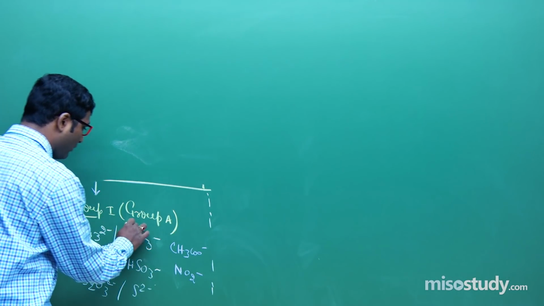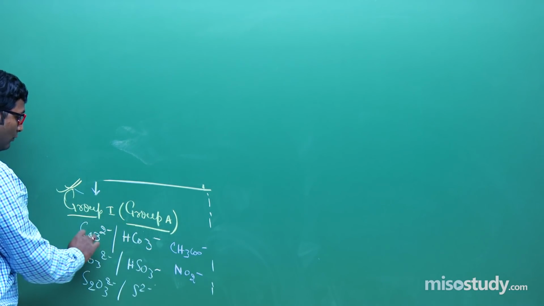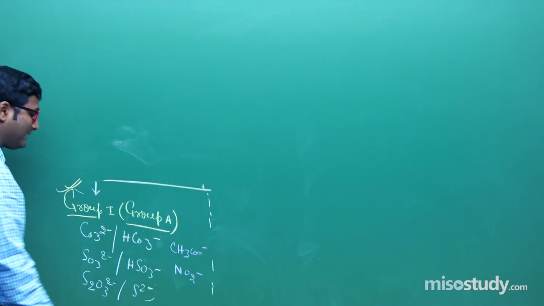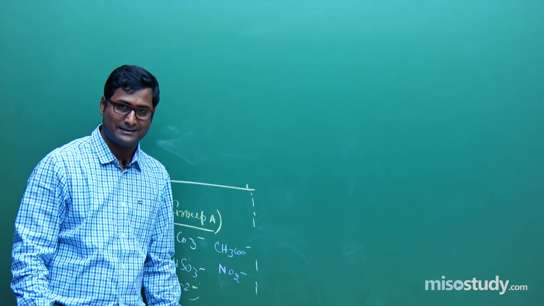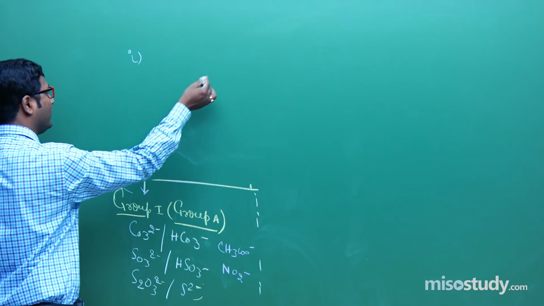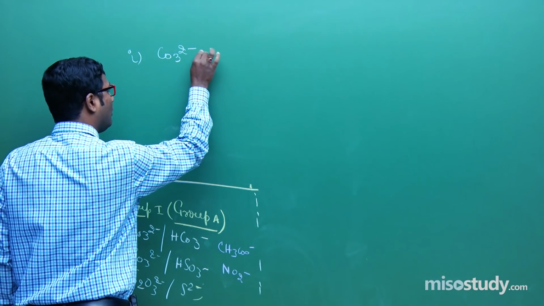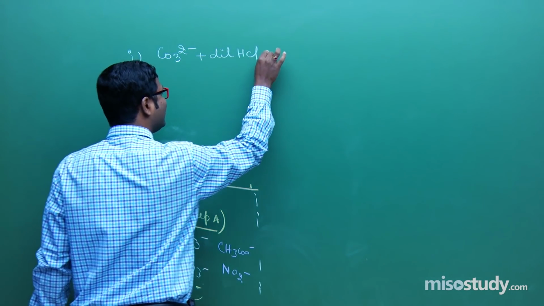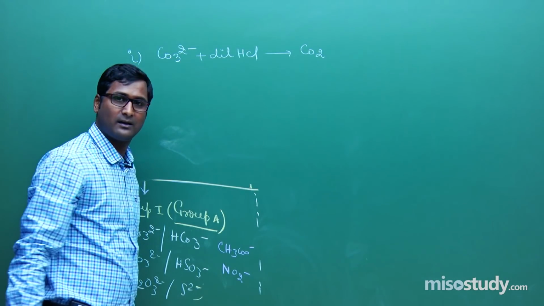Now first of all, we have to check group 1, group class A, or we can say group A acidic radicals. As I told you, on treatment with dilute HCl, how to identify? I am starting with carbonate, CO3 2 minus. On treatment with dilute HCl, tell me what will happen? Sir, it gives CO2 gas. Clear?